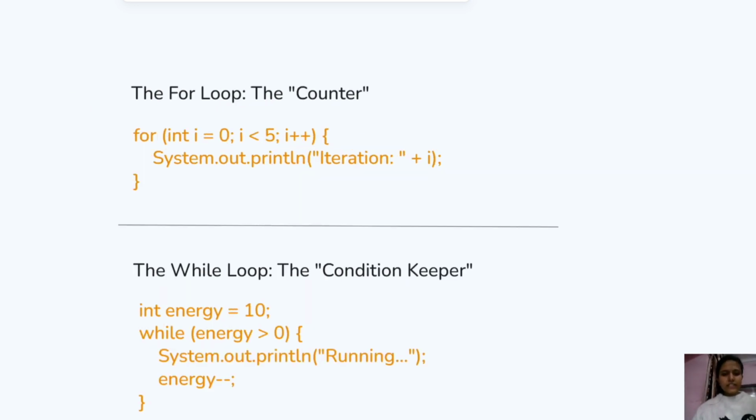The fourth difference is the example. In the for loop, first we write the for keyword, and in the parenthesis first we write the initialization, then the condition, then the update. But in the while loop, first we do the initialization before the loop, then write the condition, and then the update. So basically this is the example of for loop and while loop.